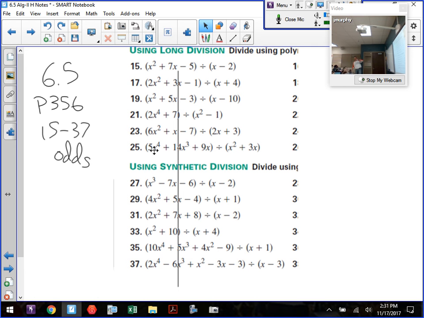For real quick, if you look at number 25, sorry, it's kind of blurry on that one. You see it's a 5x to the 4th, 14x cubed plus 9x. This one needs 2 placeholders on one side. X squared plus 3x needs a placeholder at the 0 as well. So even though it's plus 0 for the constant, or plus 0 on the dividend, you still have to have it there. The reason you have to have placeholders is so you don't get garbled up in the middle. All right? Space it out, write it a little bit wider, and go from there.